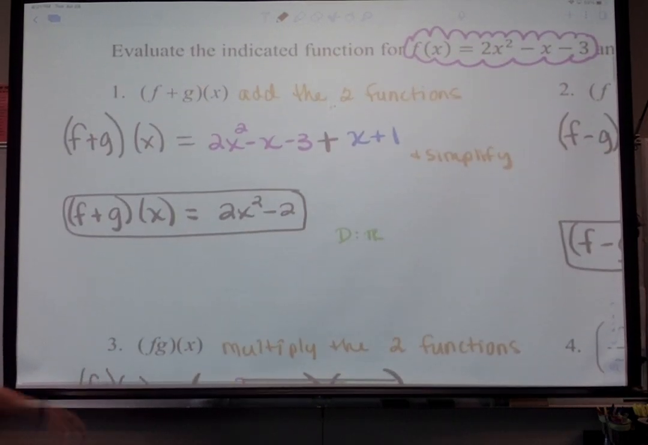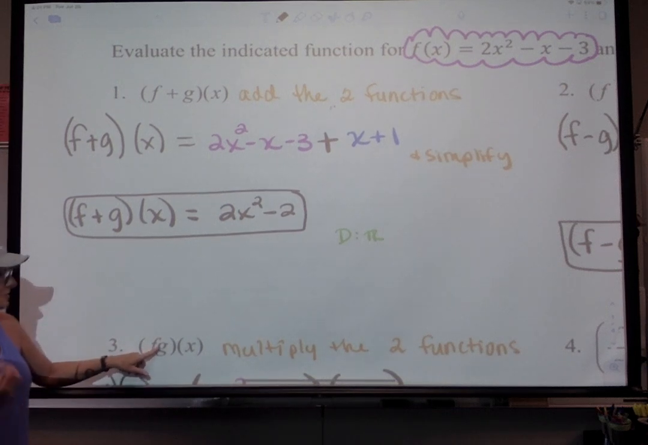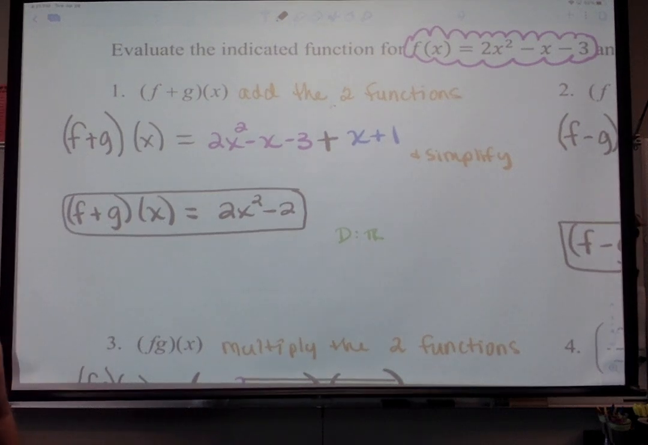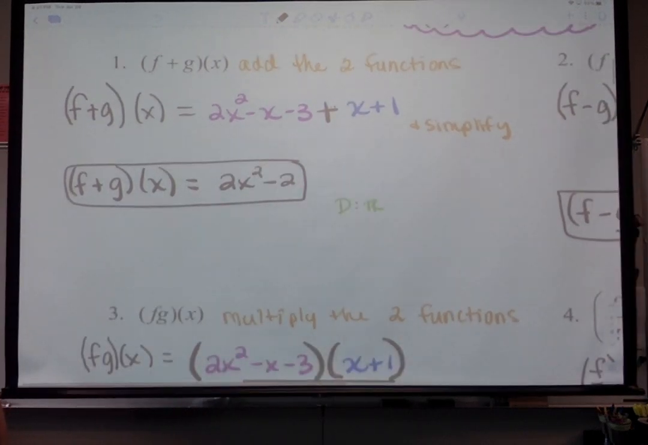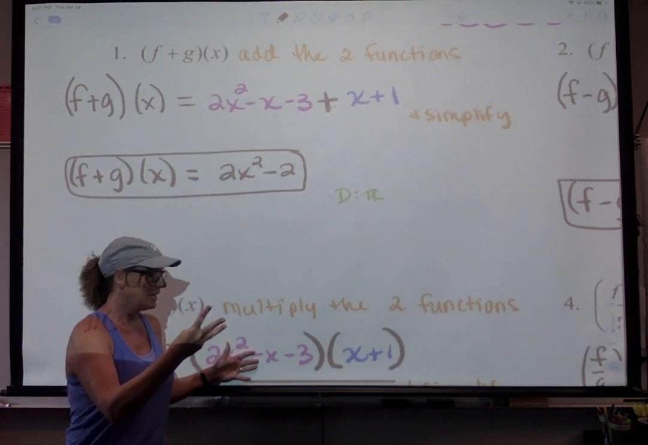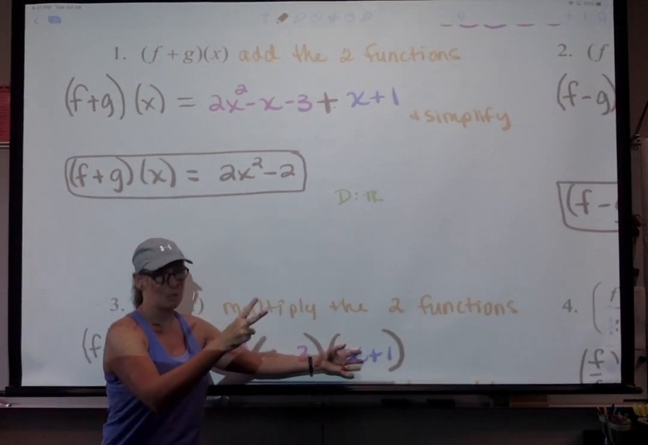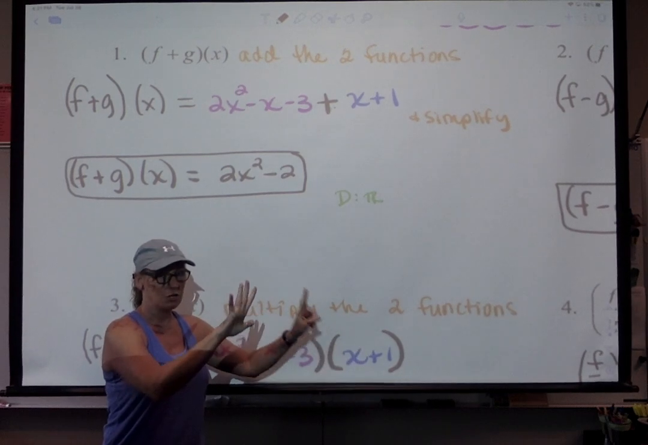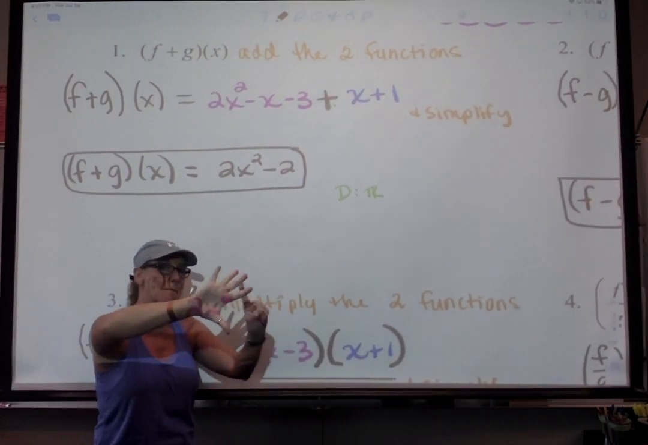Number 3. This is saying f times g of x. So it's saying multiply the two functions together. Well, this got fun. So here's f, a trinomial. Here's g, a binomial. When you multiply a trinomial with a binomial, you get a 6-term polynomial.